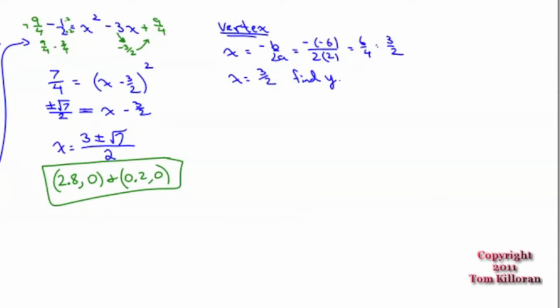Go back to the original function and plug it in. So we're going to go f of something is equal to 2 times something squared minus 6 times something plus 1. And that something is 3 halves. So we're trying to find f of 3 halves. We plug it into our function.